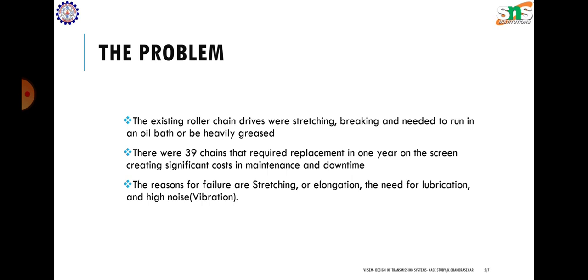So we need to avoid these problems. Why all these problems occur, we will see in the next slide.